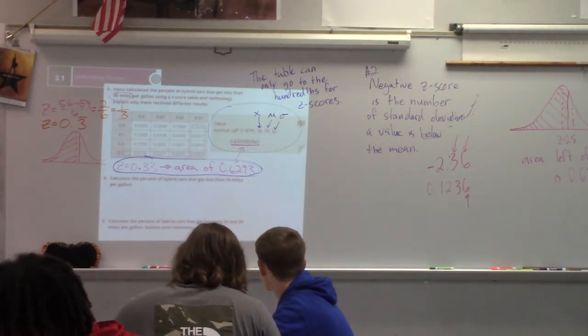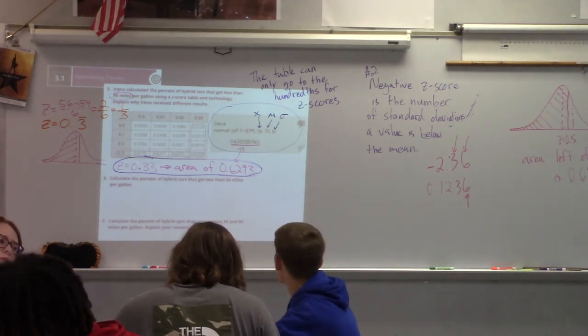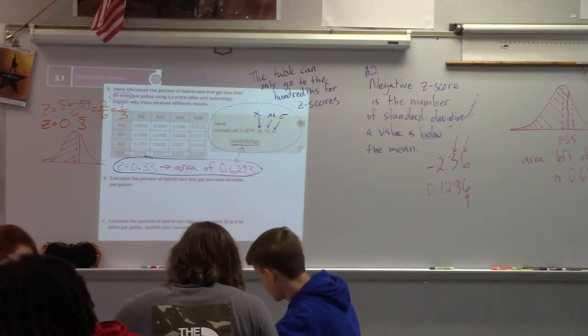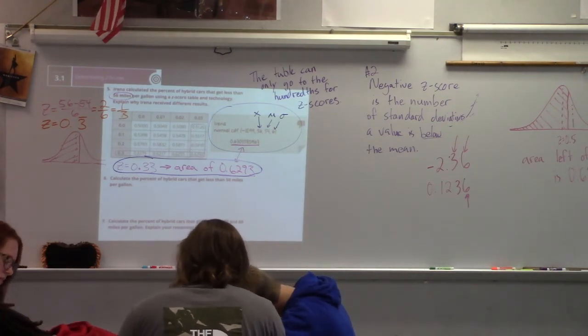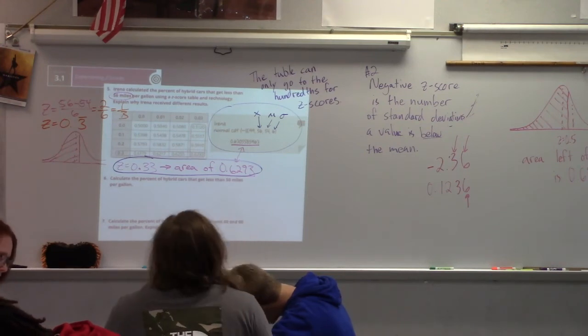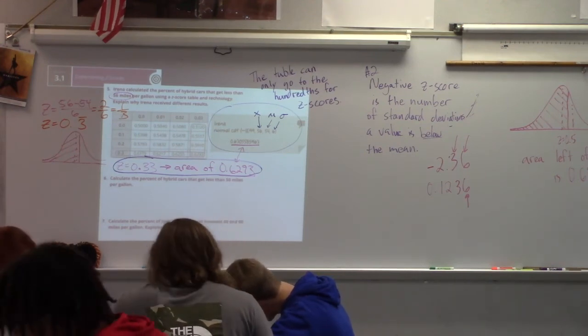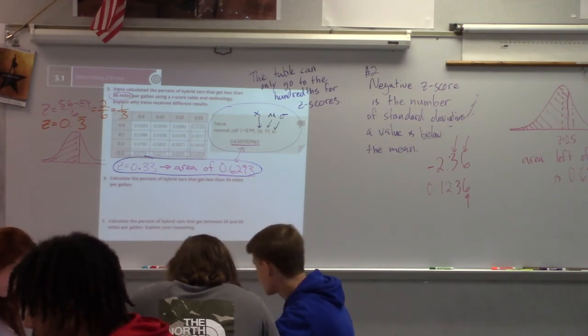And then doing that, you would do 54 minus 60, then you get 6. I think it would be 60 minus 54, because remember, it's the value minus the mean. That's the issue. If you did 54 minus 60, you would get negative 6, and that'd be a negative z. But it's above the mean, so it's supposed to be positive.